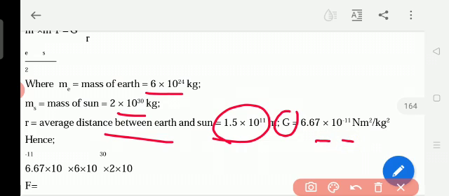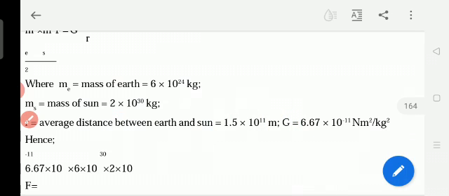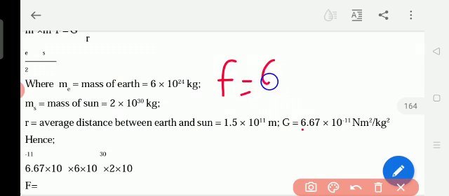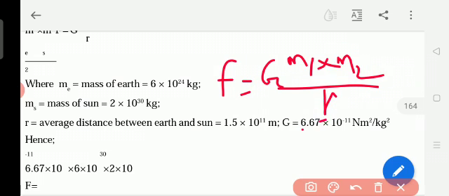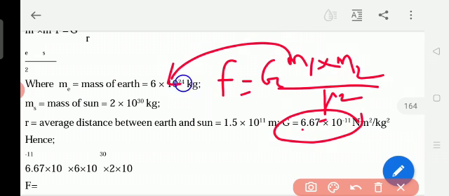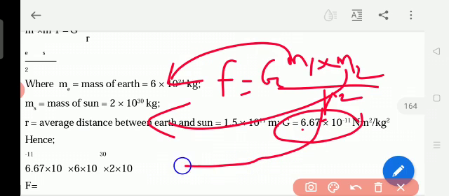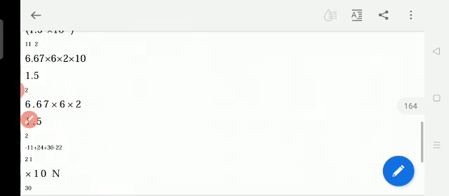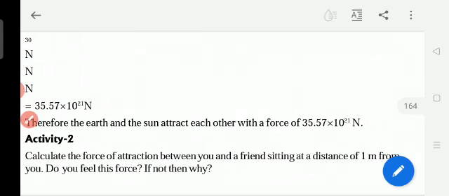So here we keep F is equal to G m1 into m2 by r square, according to the equation. In the G place we write this value, in the m1 place the mass of the earth, in the m2 place the mass of the sun, and in the r square place the distance, 1.5 into 10 to the power of 11, squared. After multiplying and dividing everything, we get the answer.